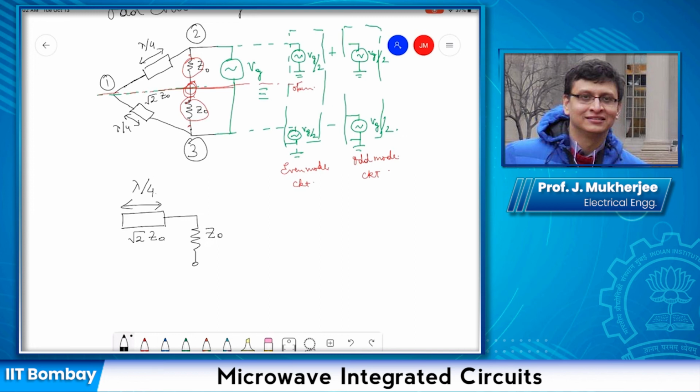Now here, suppose this port 1 is terminated by Z0. Then I can consider Z0 to be a combination of two shunt impedances. So for the even mode circuit, actually I should connect it like this. So for the even mode circuit, it's like this.